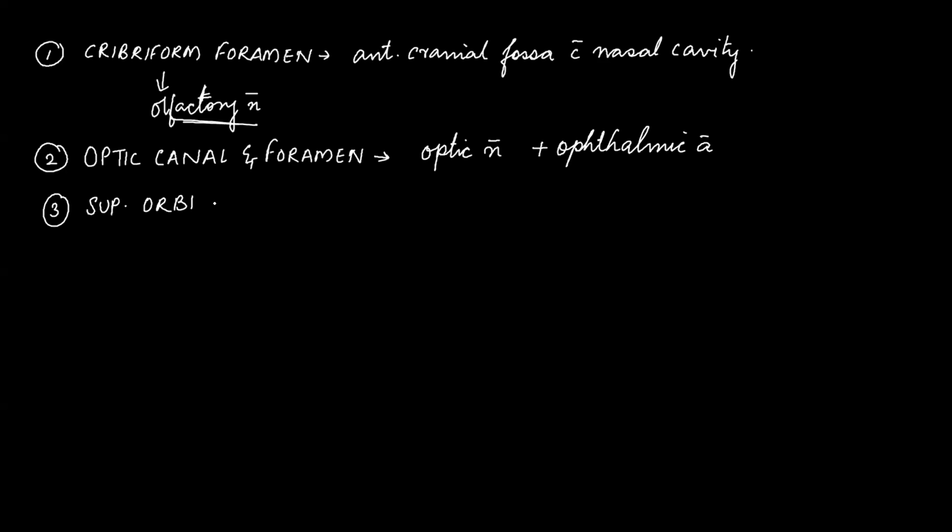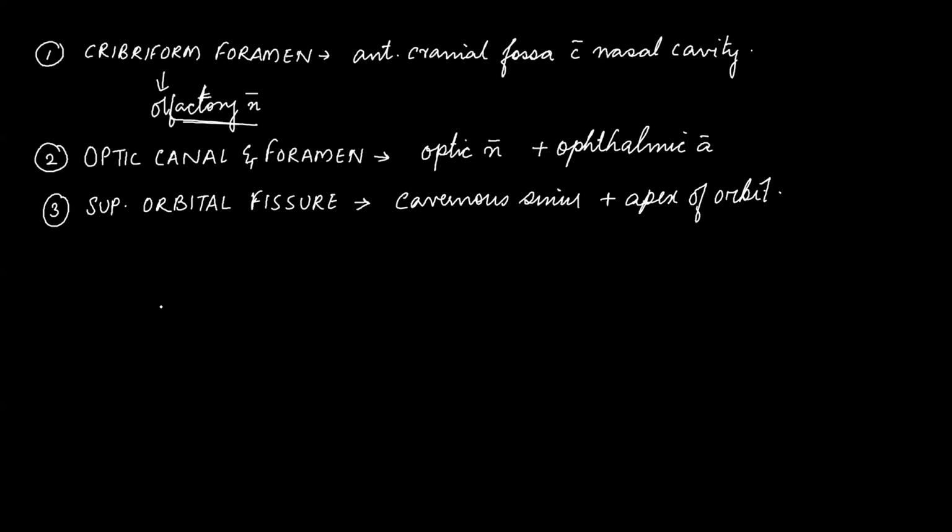Okay. Now next one we are talking about is the superior orbital fissure. Now this is basically a cleft that opens anterior into the orbit. And this actually helps the communication between the cavernous sinus and the apex of the orbit. Important. Okay. Now, this helps in the transmission of several structures. I'll mention one by one.